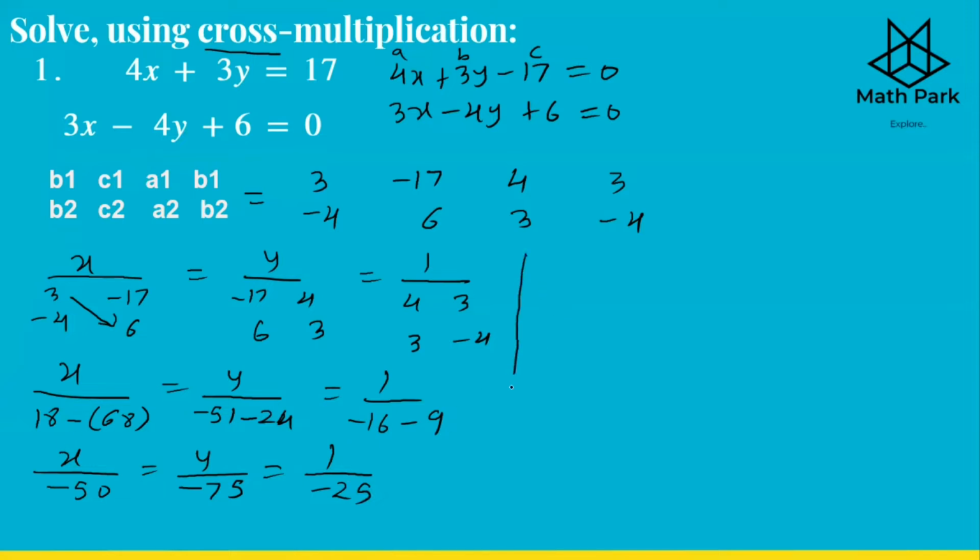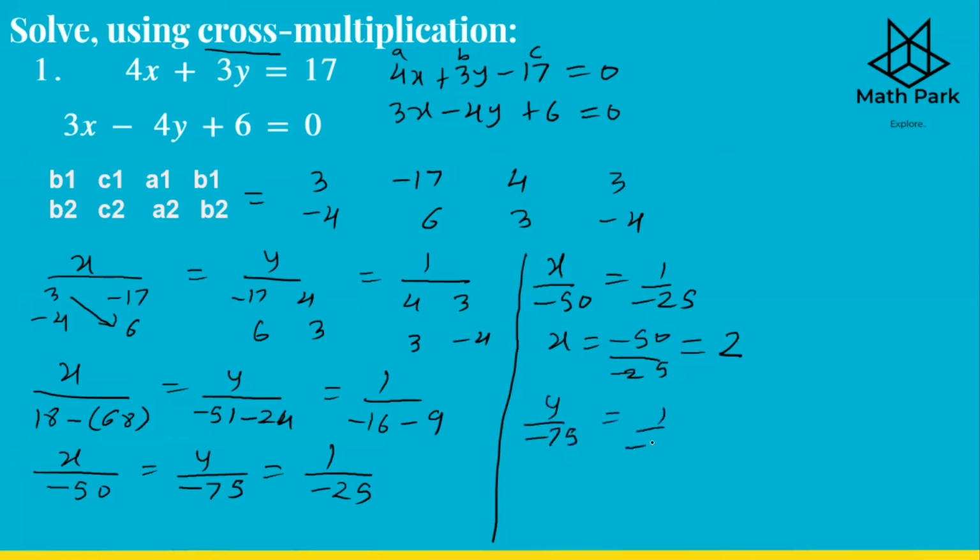So what we have here, we have x upon minus 50 is equal to 1 upon minus 25. From there, this minus 50 goes over here. We get x is equal to minus 50 upon minus 25. 25 2s are 50. Negative divided by negative, you get positive. So you get the value of x as 2. Now we have y upon minus 75 is equal to 1 upon minus 25. So you get y is equal to minus 75 upon minus 25. 25 3s are 75, we get 3. So this is how we got the value of x as 2 and y as 3.